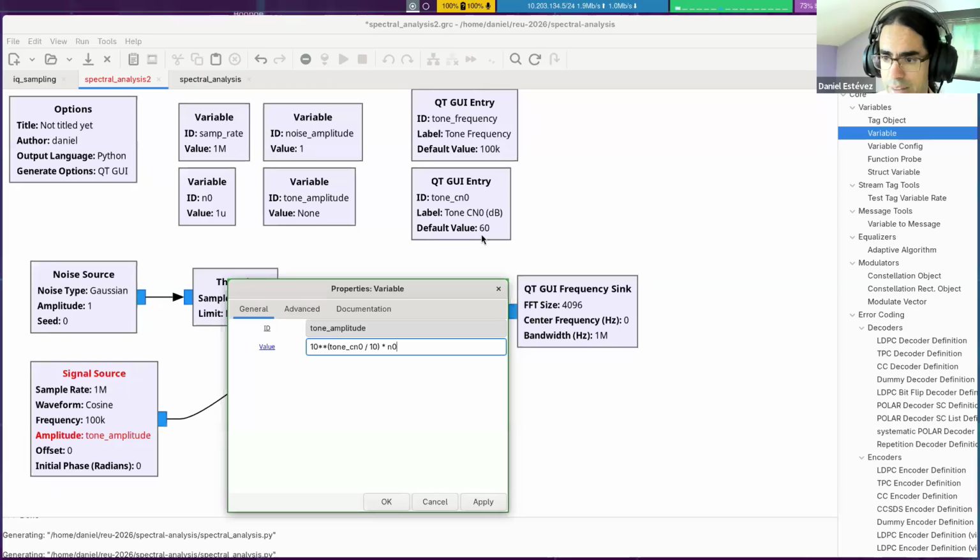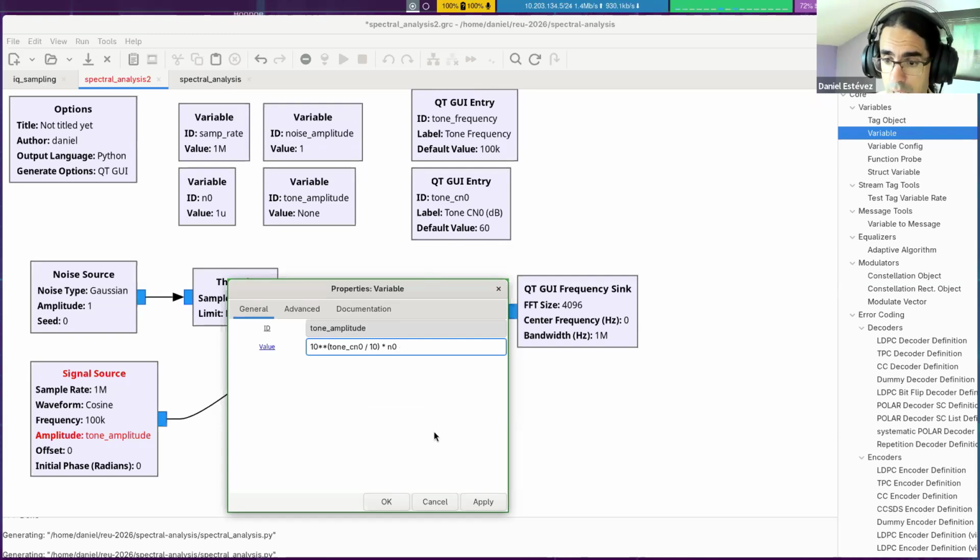For example, I think the example is quite illustrative. I have here 60 as the default. 60 dB is 1 million. If you do the calculation here, 60 divided by 10 is 6, and 10 to the power 6 is a million. So this means that my tone is going to be a million times more powerful than the noise in 1 hertz. So the power is 1 million times the power of the noise in 1 hertz.